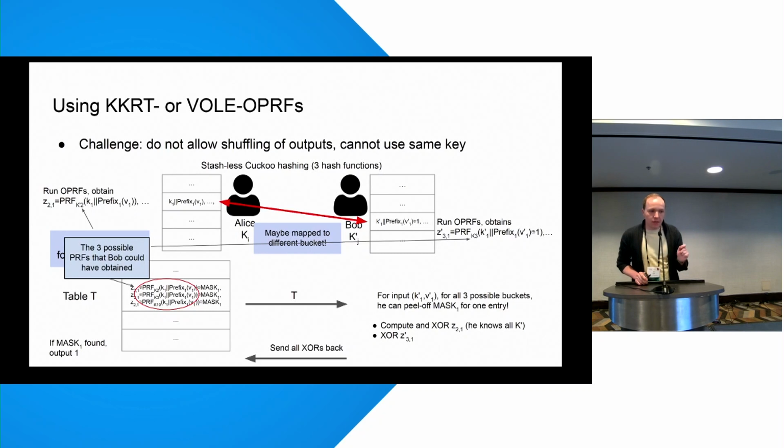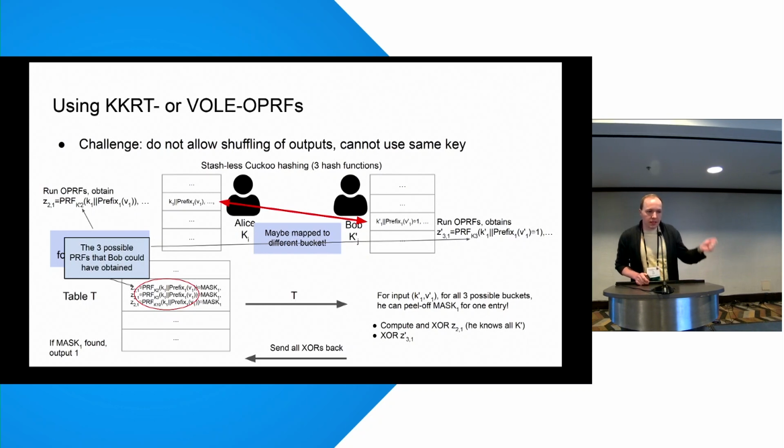So essentially, there's one problem that we didn't encounter before. It is that now we have a vectorized representation of all these inputs. So we cannot shuffle anymore, which was necessary earlier. Here, one trick that is well known is to apply cuckoo hashing, and in this case, stashless cuckoo hashing, which enforces the same ordering between Alice and Bob.